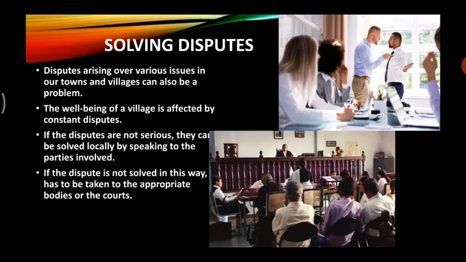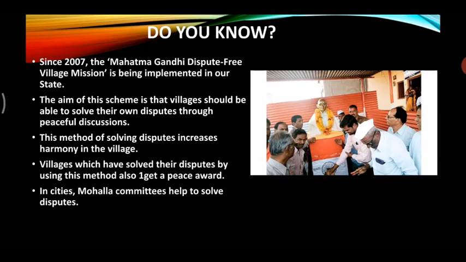Let's move forward. Now next is, do you know? Since 2007, the Mahatma Gandhi Dispute-Free Village Mission is being implemented. This mission was started by Mahatma Gandhi. It was implemented in our state. Implemented means carried out, started. So Gandhiji decided that there should be no fights in any village. So what did Gandhiji decide? That there should be no fights in any village, no dispute.